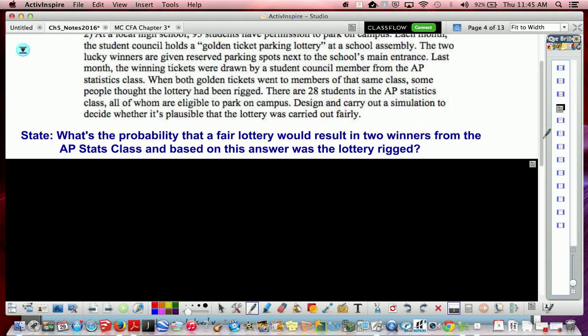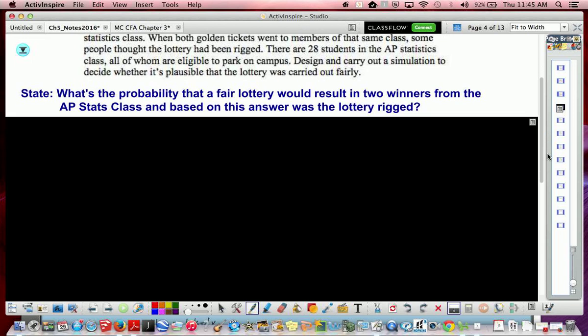Alright, so now I got to do the random assignment. How many students are in this AP Stats class? 28. So I'm going to assign 2-digit numbers to those 28 students, 01 to 28. How many students can park? 95. So students 29 through 95 are students that can park but aren't in the AP Stats class. But I still have other digits to deal with. 96 to 00, what should I do with those? Okay, I should just plainly ignore them. So I need to note that, so when it comes up, I know what to do with it. Cross it out or ignore it. Okay?